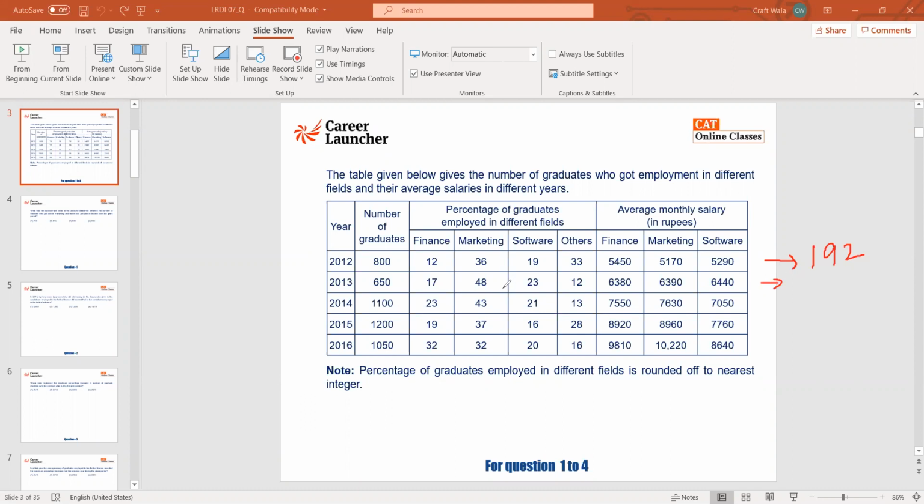Next here is 31%. 31% of 650. So 30% will come out to be 195 plus 6.5. So that is 201.5. Let's say 202. This one 20%, 20% will be 220. This one 18%. So I'm directly just subtracting these two numbers. 37 minus 19 is 18. 18% of 1200 is 216.